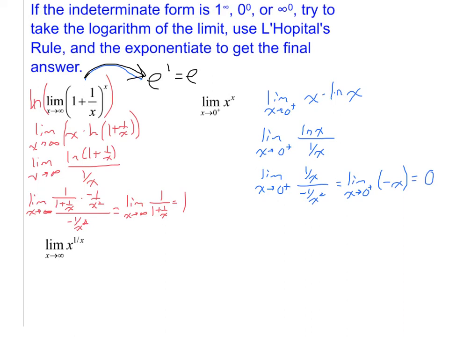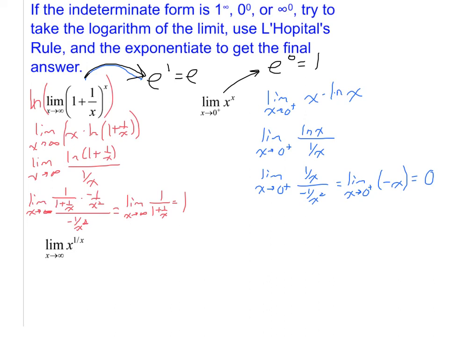But then I need to plug that back into my original and realize that this was after I took a logarithm, the natural log, so this becomes the exponent of e. And so the limit as x approaches 0 from the right of x to the x is really e to the 0, which is 1.